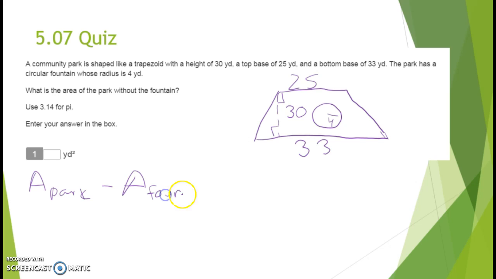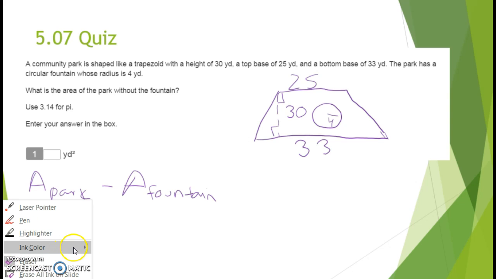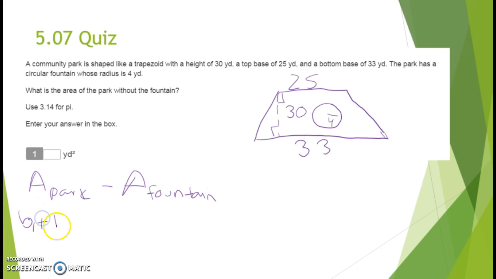All right, so the park is a trapezoid. The area of a trapezoid is base 1 plus base 2 divided by 2 times the height. And there goes my pen being crazy on me. Let's try it this way. Divided by 2. It just wants to keep disappearing. Let's try that. There we go. So base 1 plus base 2 divided by 2 times the height is the area of the park, minus the area of the fountain, which is pi r squared, because it's a circle.